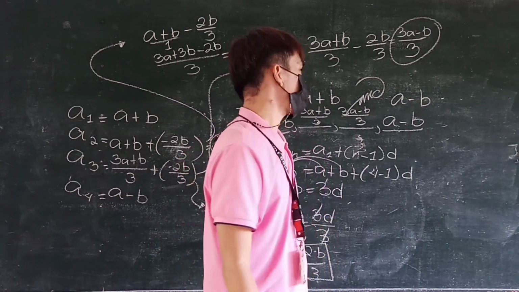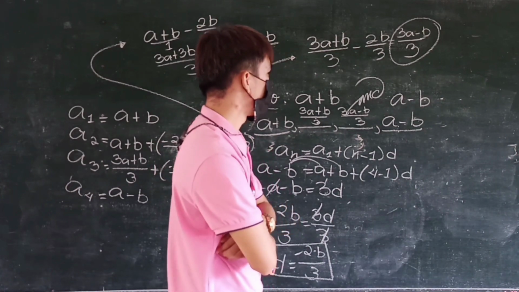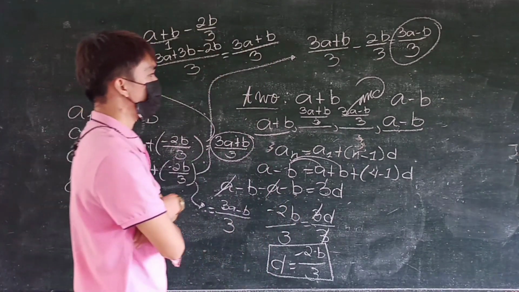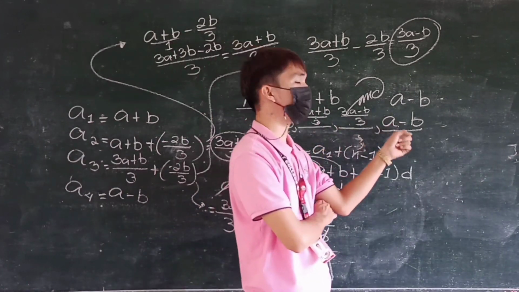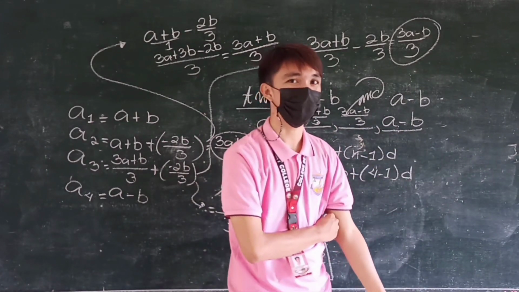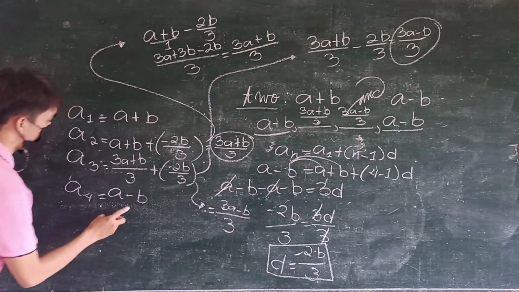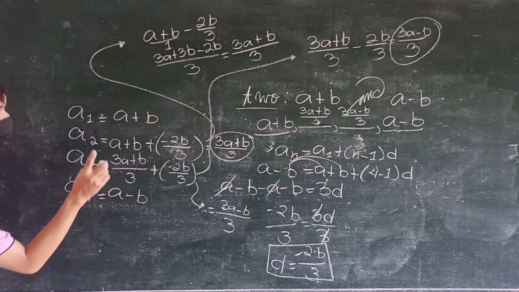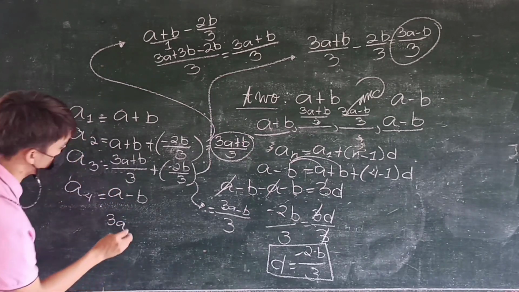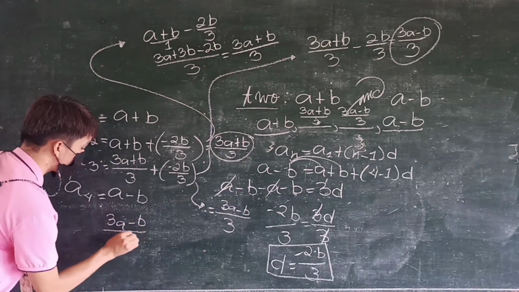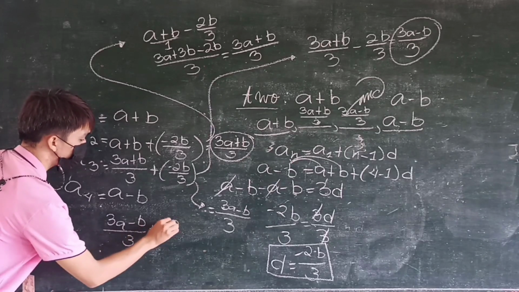Are we not sure that our answer is correct? Then let's check it out. How? We are going to add the common difference to the third term. If the result is a minus b, then our answer is correct. Let's do this. So we have 3a minus b over 3 plus the common difference.